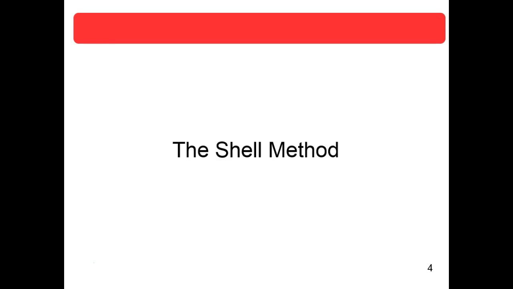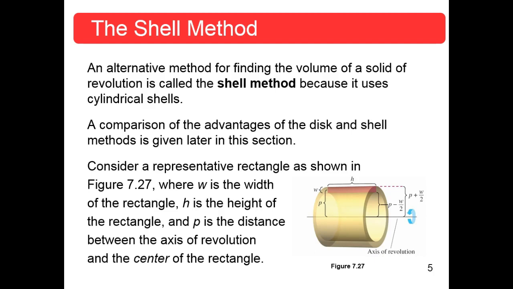Okay. So let's do the shell method. We've said it several times, and here we say it again, the shell method. An alternative method for finding the volume of solid of revolution is called the shell method because it uses cylindrical shells rather than circular disks. Okay? The comparison of the advantages of the disk and shell methods is given later in the section, so we'll wait and do that later.